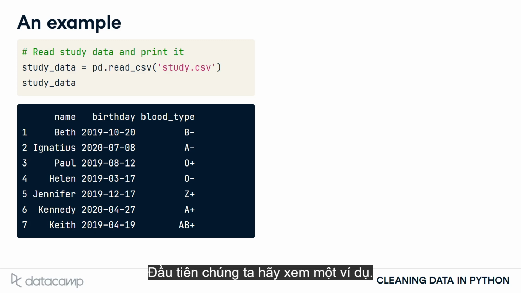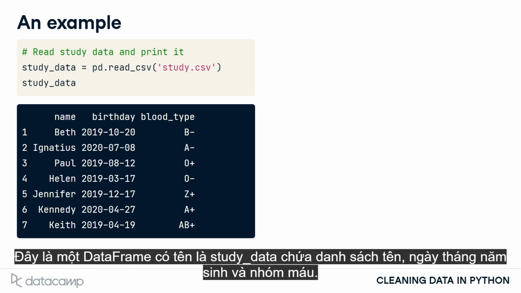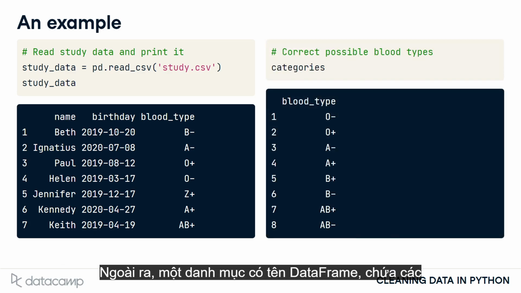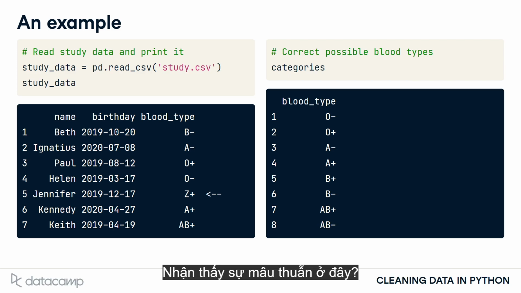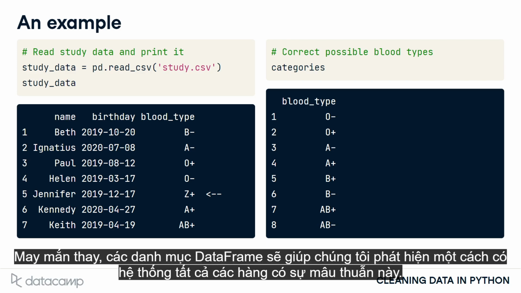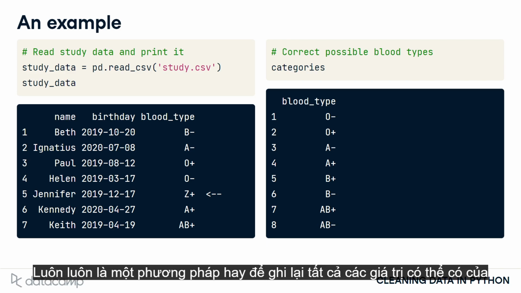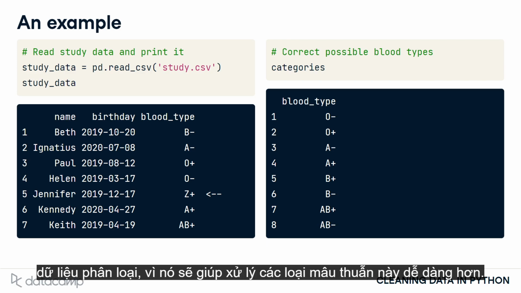Let's first look at an example. Here's a data frame named study data, containing a list of first names, birth dates, and blood types. Additionally, a data frame named categories, containing the correct possible categories for the blood type column, has been created as well. Notice the inconsistency here? There is definitely no blood type named Z+. Luckily, the categories data frame will help us systematically spot all rows with these inconsistencies. It's always good practice to keep a log of all possible values of your categorical data, as it will make dealing with these types of inconsistencies way easier.